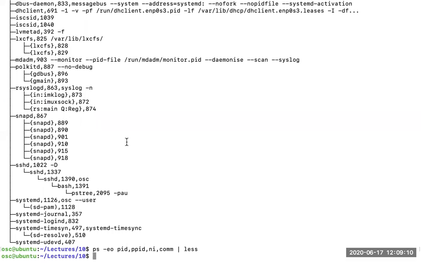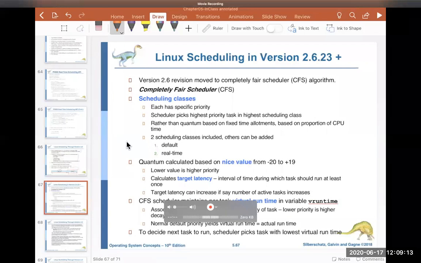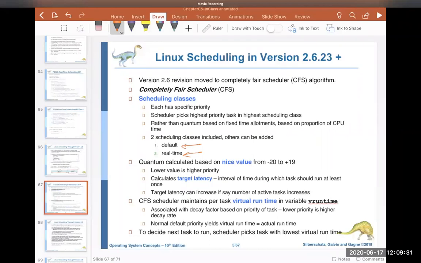Linux supports two types of priorities. The scheduling algorithm implemented for version 2.6 is the Completely Fair Scheduler. It has scheduling classes, and two classes are there. As we discussed, one is default and the other is real time. The scheduler picks the highest priority task in the highest scheduling class; it looks at whether anything is pending in real time, and then it moves to normal classes. Quantum is released based on the nice value: the lower the value, the higher the priority.